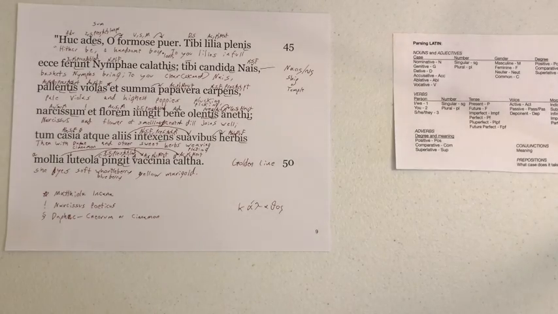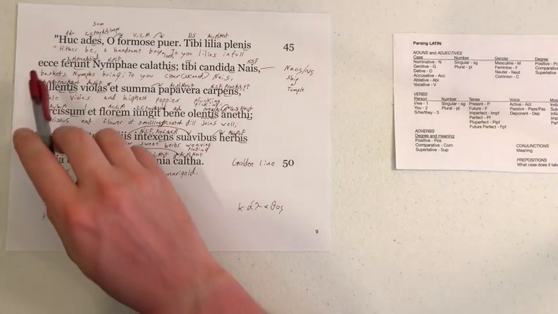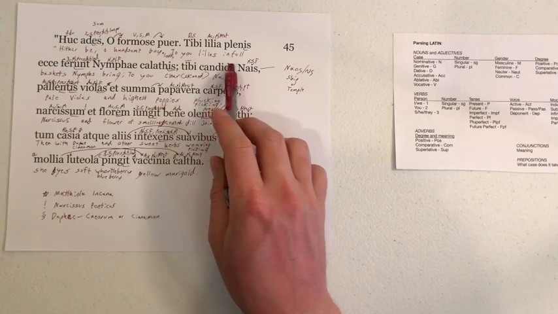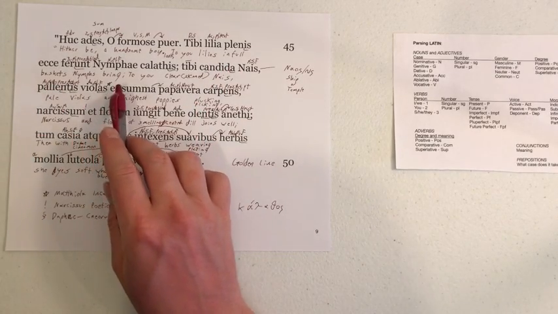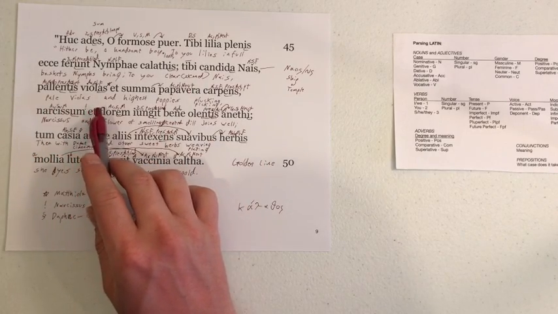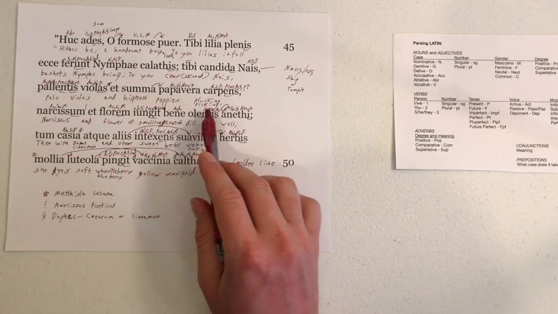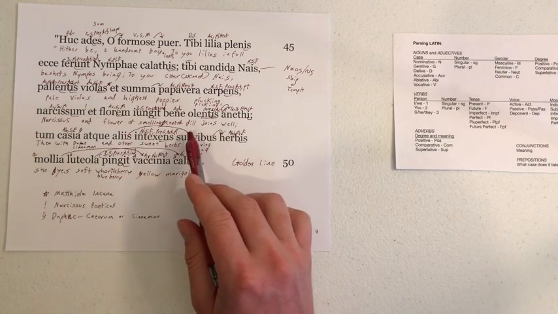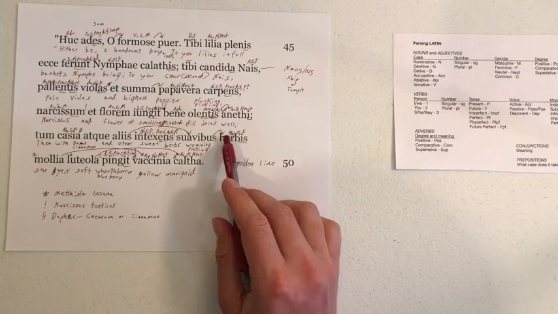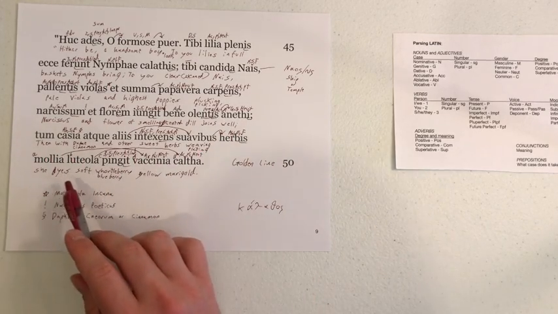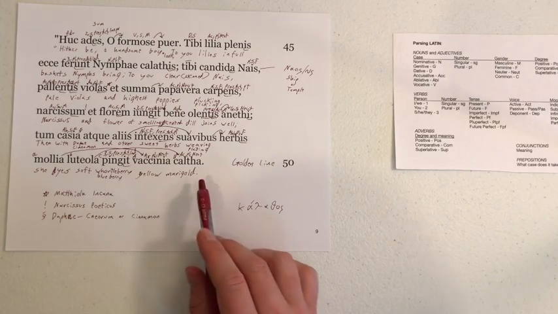All right, and there we have that. Let's take a look at it in its own context. Hither be, O handsome boy. Look, to you lilies, in full baskets, nymphs bring. To you, clear Nice, pale violas, and highest poppies, picking, narcissus and flower of smelling dill, she joins well. Then with Daphne and other sweet herbs weaving, she dyes soft whortleberry, yellow marigold.